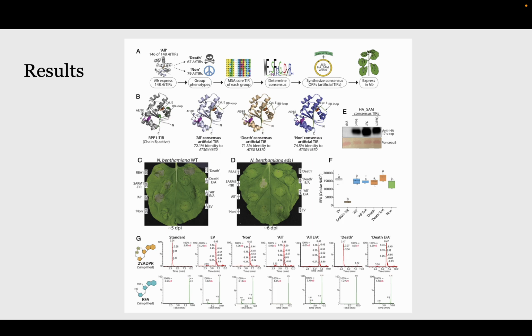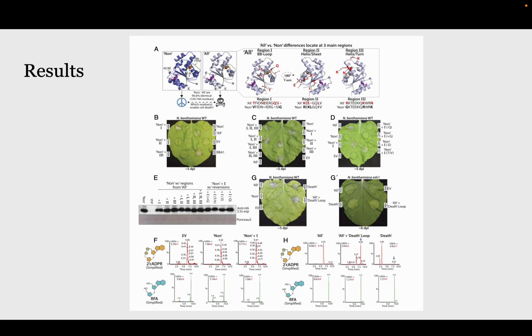F is a graph that is signaling for the presence of NAD+, which is another protein that works with the TIR proteins to help with signaling. G shows the structure of two proteins also involved in signaling, and when they were active when they were paired with each artificial TIR protein.